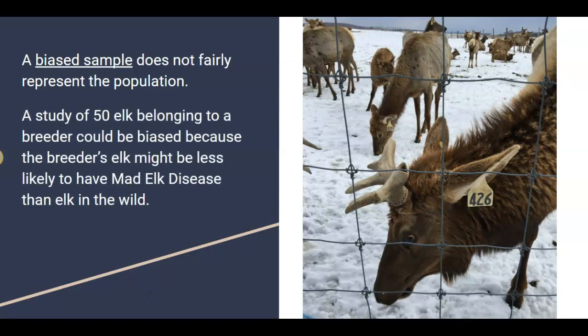So here, a study of 50 elk belonging to a breeder could be biased because the breeder's elk might be less likely to have mad elk disease than elk out in the wild. All right, so just keep in mind, as we go through and collect our data ourselves, are we collecting data that is random or convenient? And after you collect your data, you should ask, is my data biased? Or is it fairly representing my population?